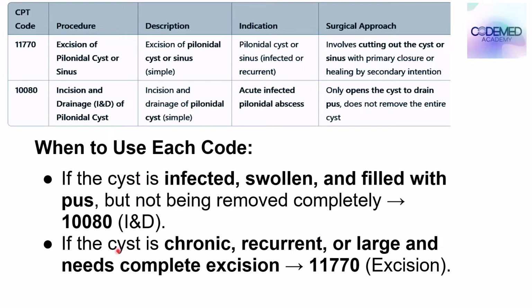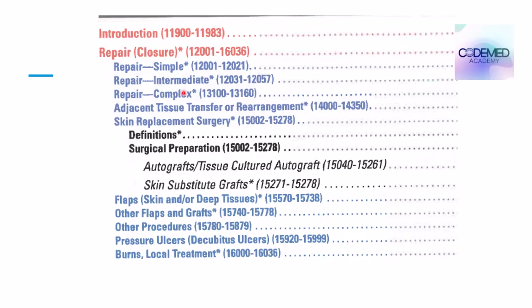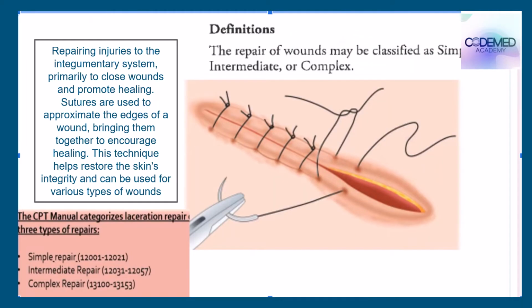If the cyst is infected, swollen and filled with pus but is not being removed completely, and the doctor carried out incision and drainage, then we will pick up the code 10080. But if the cyst is chronic, recurrent or large and the doctor has decided to undergo the repair, in that case we are going to talk about the three different kinds of repair, and then we are also going to cover the adjacent tissue transfer. So what is repair?